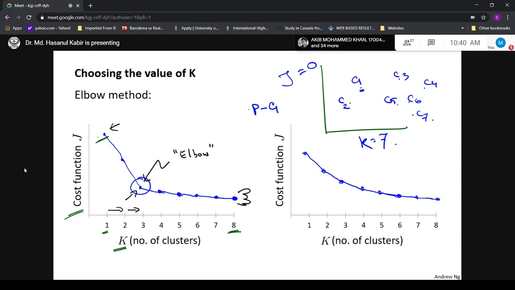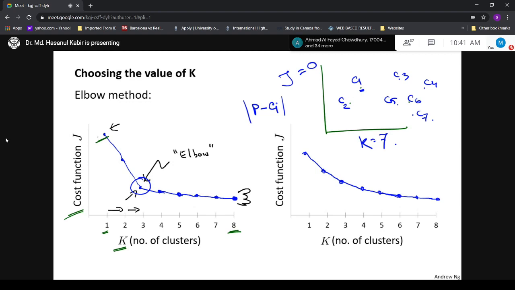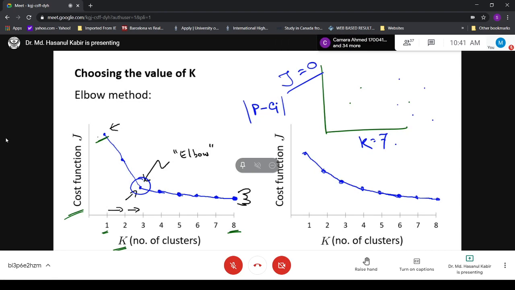So how much difference do you have? 0, right? So if it happens for all the samples, how many samples did I give you? 7, right? I gave you 7, and you have defined 7 clusters. So in these extreme cases, what will be your cost function value? It's going to be 0.